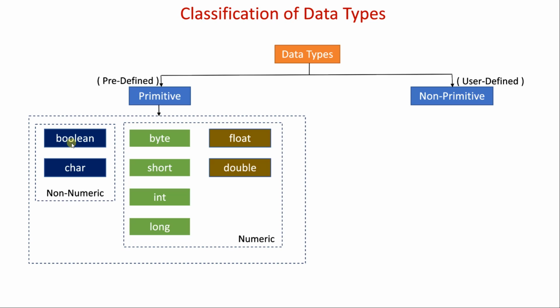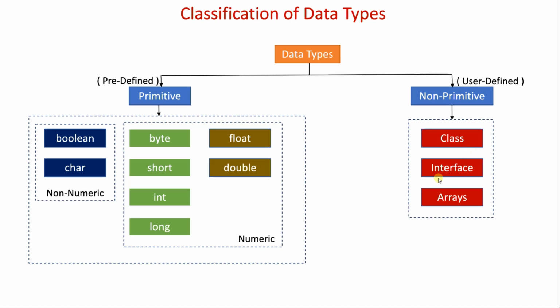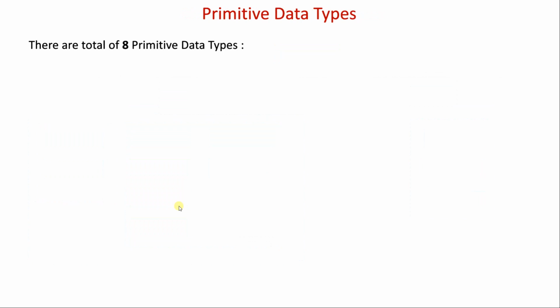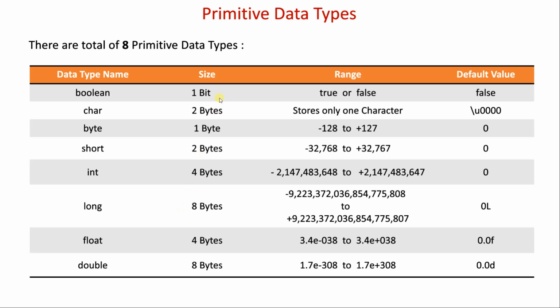And coming to these non-primitive data types, this class, interface, arrays all come under non-primitive data types. Explaining these will take much more time, hence we will discuss each of these in the later videos. In this video we will discuss only these primitive data types. There are a total of 8 primitive data types. Here in this table you can see each primitive data type with its size and its range of storing the values with its default value.